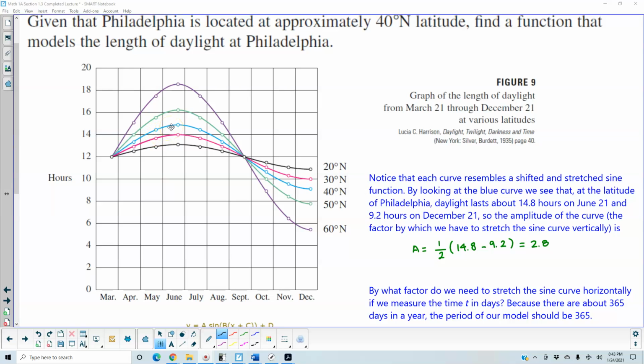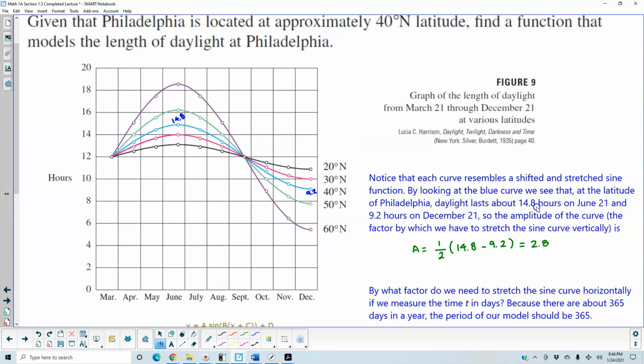the blue curve, we see that at the latitude of Philadelphia, daylight lasts about 14.8 hours. So here we can say that daylight lasts about 14.8 hours, which is on June 21st. And then on December 21st, we can see that it ended up going down to approximately 9.2 hours.